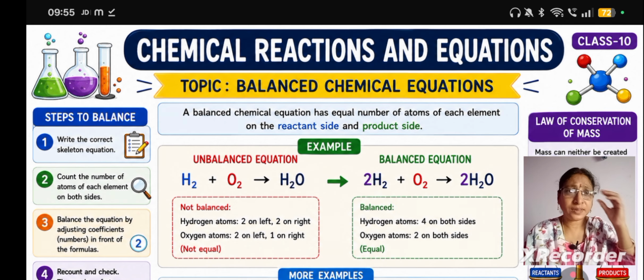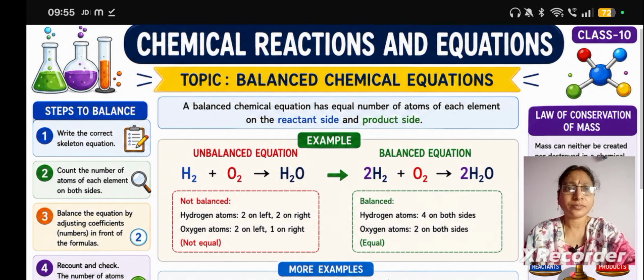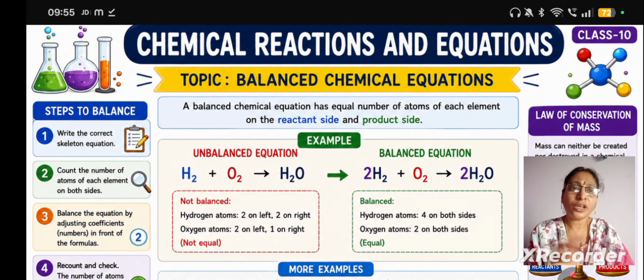Now we have to look at the red color marks, H2 and O2. Here the hydrogen molecule has two atoms and the oxygen molecule has two atoms on the left hand side. On the other side, that means the right side, is H2O. In this H2O molecule there are two atoms of hydrogen and one atom of oxygen. So here it is not balanced. So this is called an unbalanced equation.